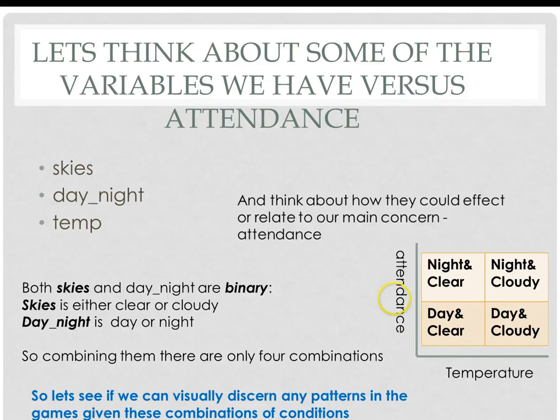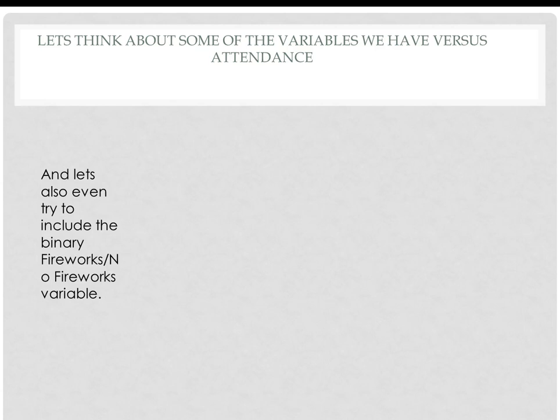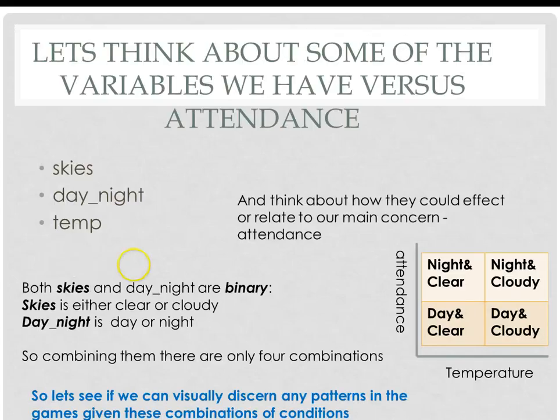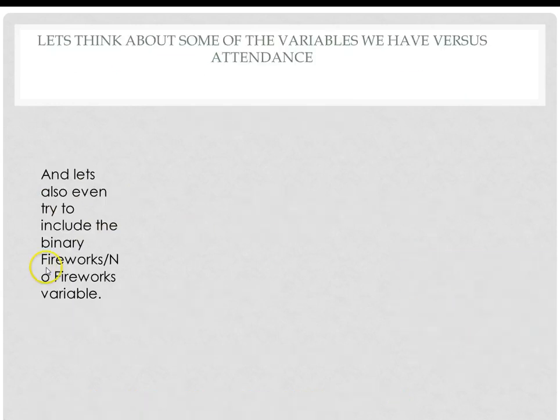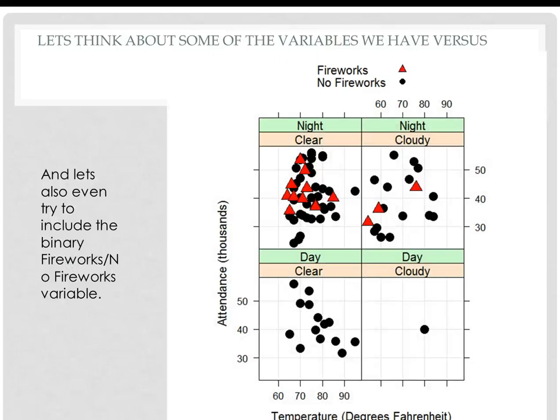And actually, we're going to throw in one more variable as well. Let's also include whether or not there's fireworks. So how are we going to view all of this in one picture? Well, we just saw we're going to use this to view all of this. And then I want to add in one more variable, like I said, which is whether there are fireworks or not. And we're going to use different shaped dots for fireworks versus no fireworks. Okay? So we're going to get this picture.